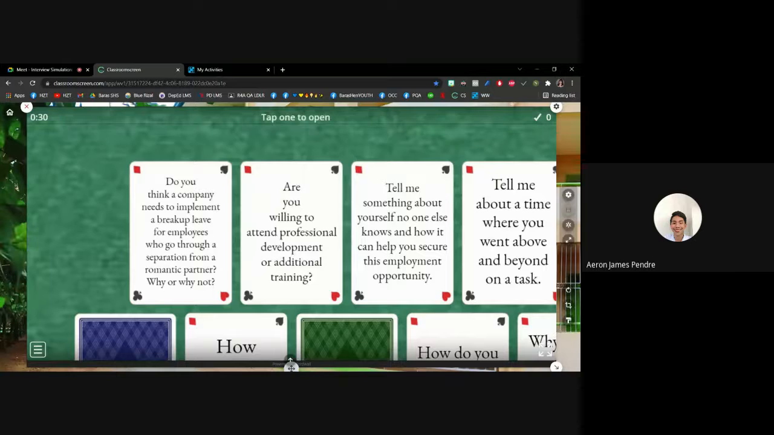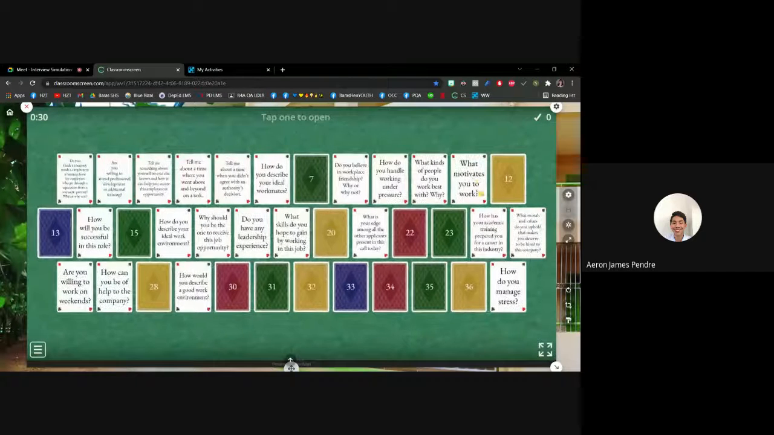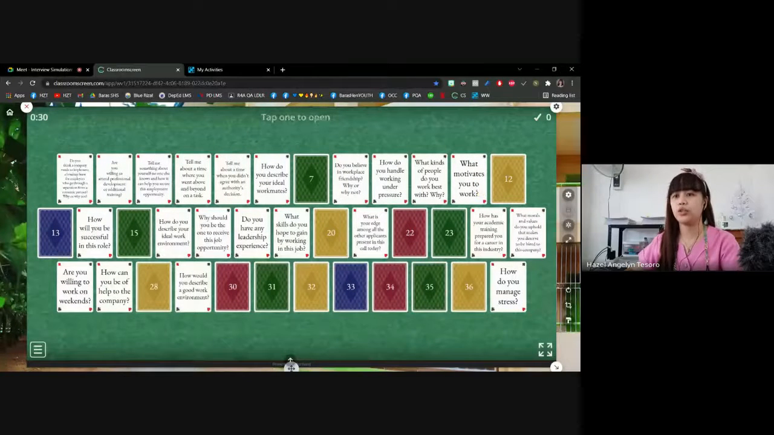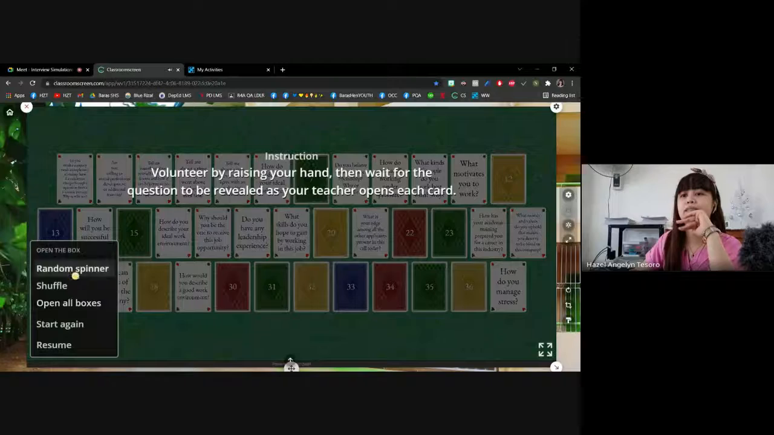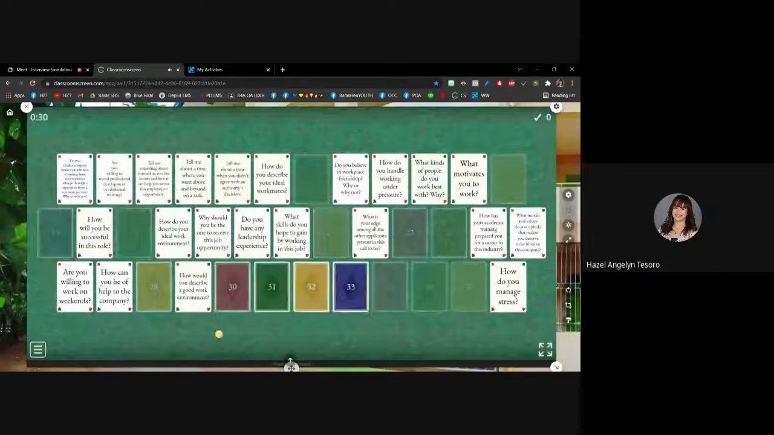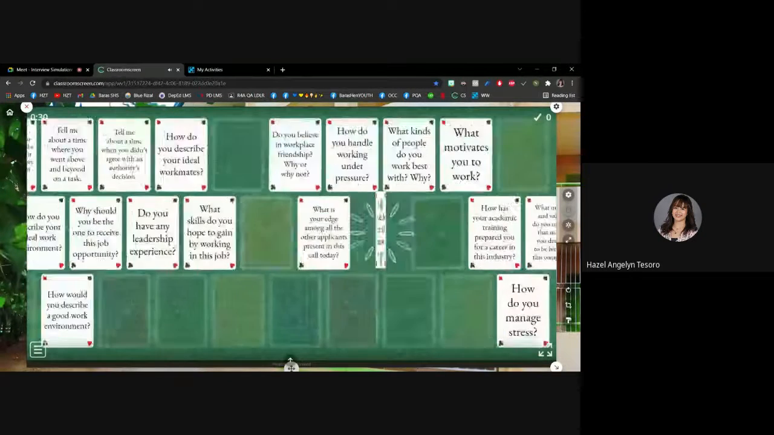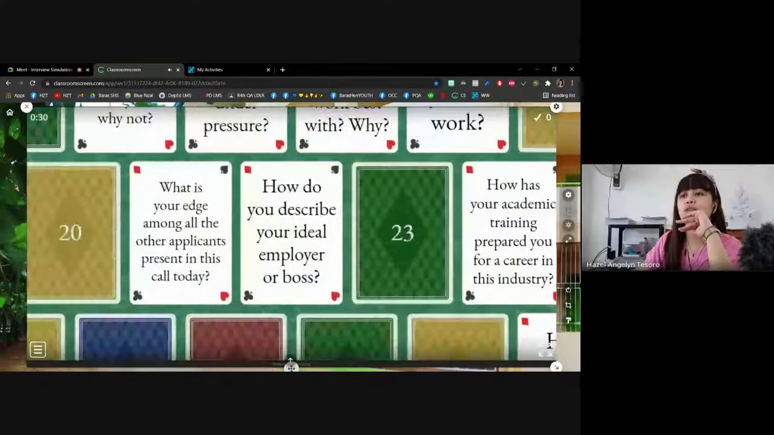Call somebody po, ma'am. Okay, Denmark po. Who's that? Losito. Denmark Losito. Yes, it's you po. Which number? Random po. Random. Let's see that.